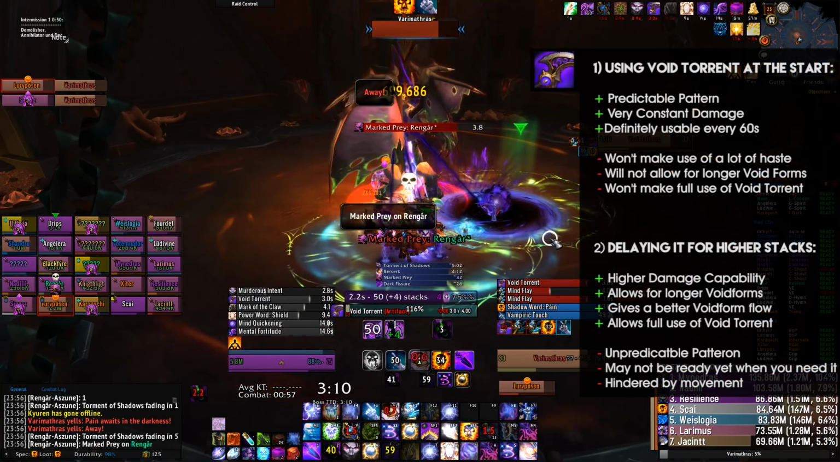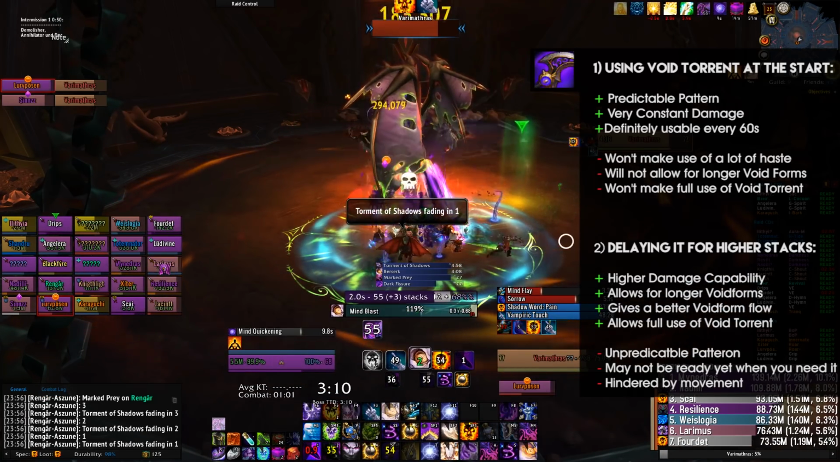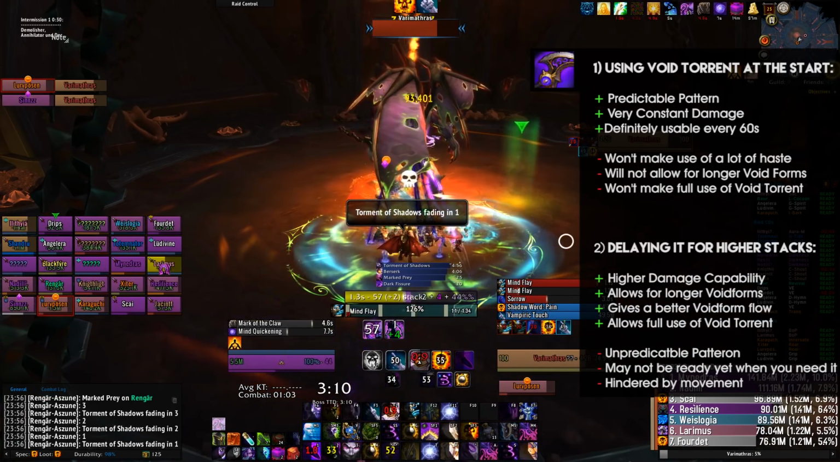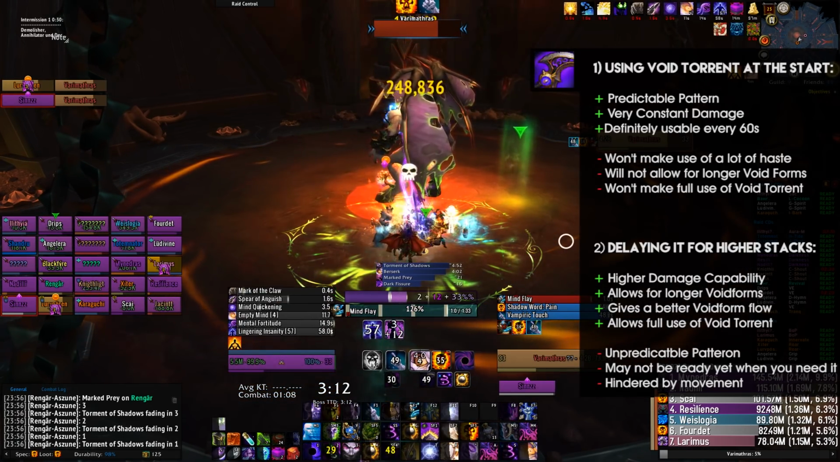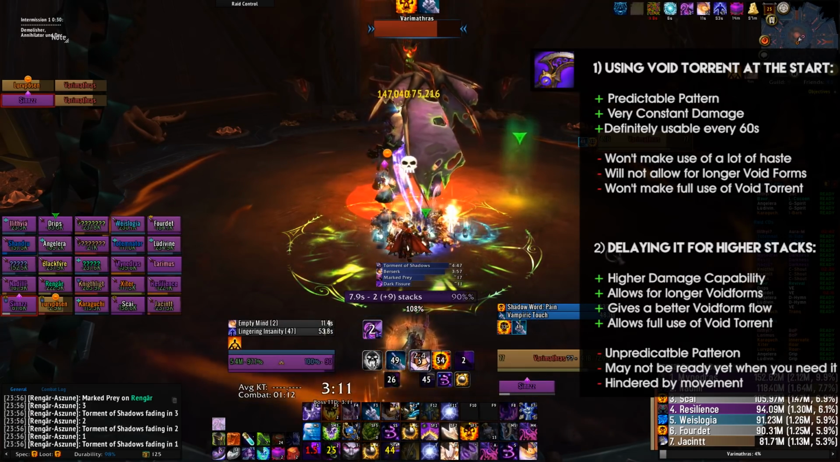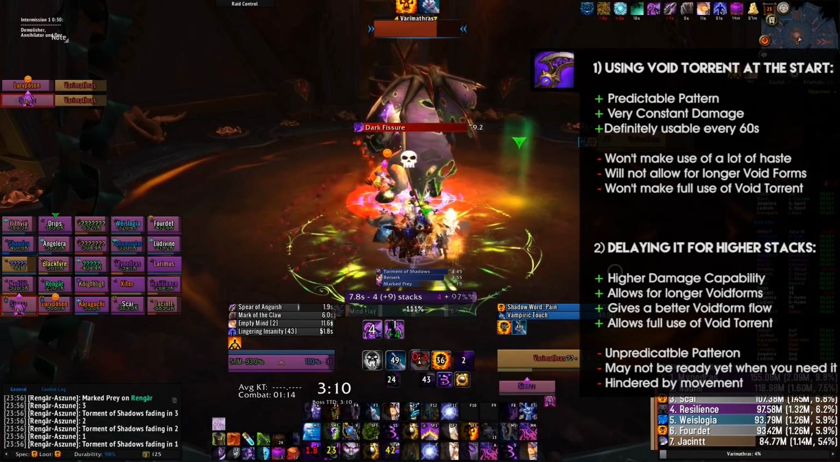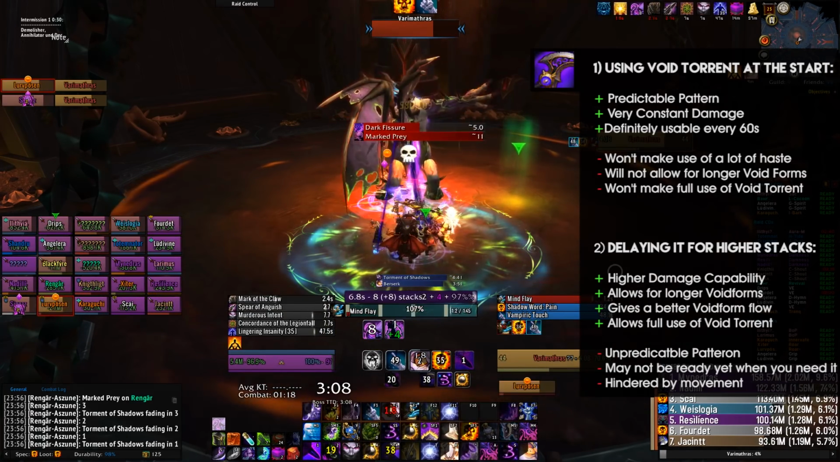A lot of Shadow Priests will swear on everything they have that using Void Torrent at the beginning of a void form, so within the first few seconds of entering it, is the best idea. The reasoning behind this is that, firstly, you will be able to keep its uptime completely stable without any fluctuations and can pretty much guarantee its damage once every 60 seconds for 4 seconds.